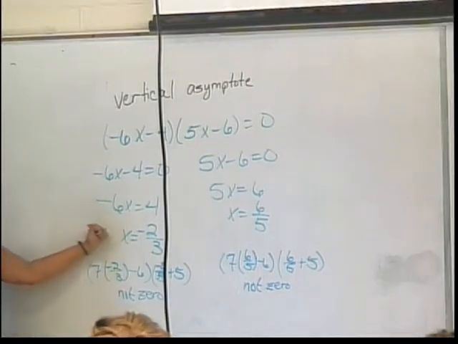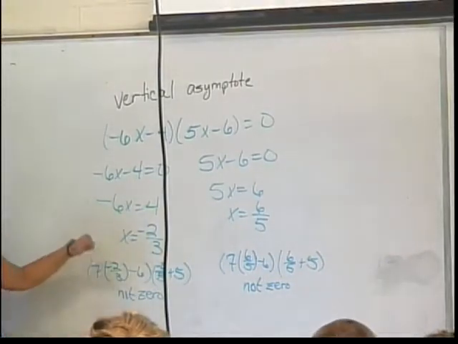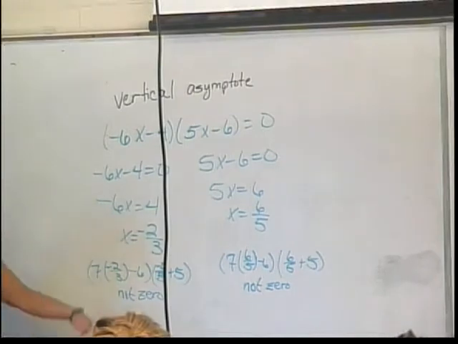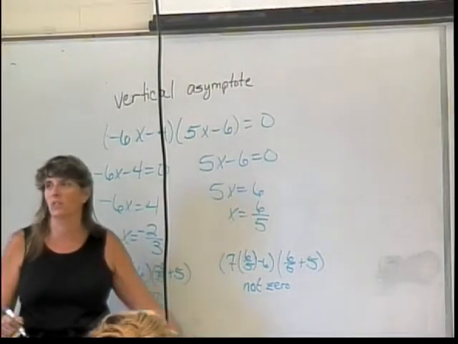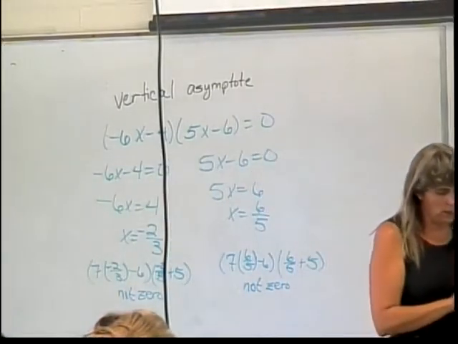Okay. So my two vertical asymptotes are x equals negative 2/3 and x equals 6/5. And in web work, you write them in like this. You would write in x equals negative 2/3, comma, x equals 6/5. Now, what about my horizontal asymptote?